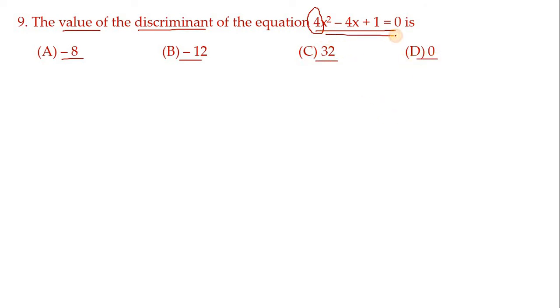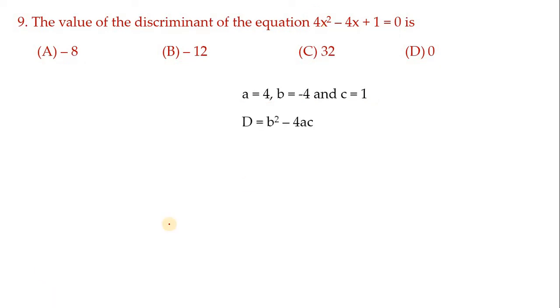So it is in standard form. Hence we can find the values of A, B, C easily. A is 4, B is minus 4, C is 1. Take discriminant finding formula. D equals to B square minus 4AC. Substitute the values: minus 4 whole square and here we get 4 into 4 into 1.